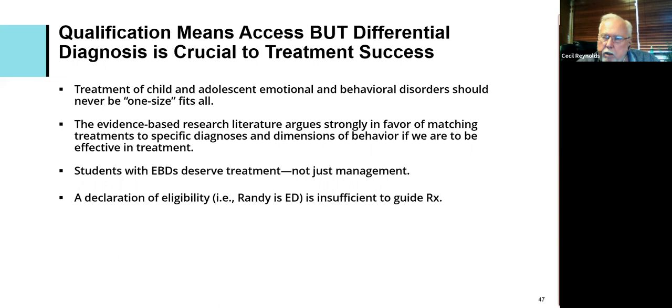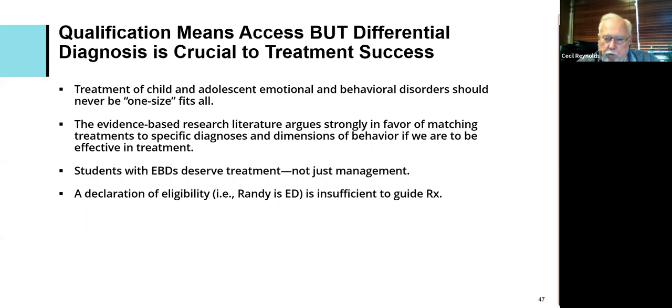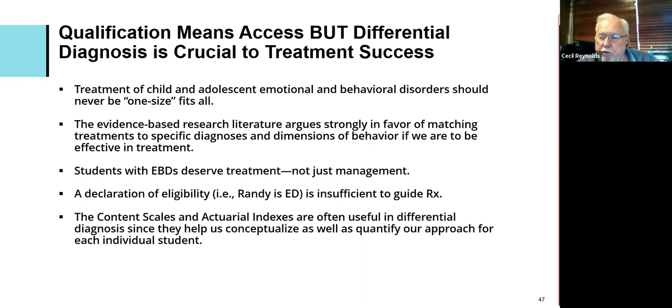And students with emotional and behavioral disorders in the schools deserve treatment, not just management. And a declaration of eligibility, such as ED, is insufficient to guide specific treatment. The content scales and the actuarial scales are often useful in differential diagnosis. The EDQS are targeted at qualification for services, that is, eligibility to be served as ED. But the content scales and the actuarial indexes are particularly useful in differential diagnosis, since they help us conceptualize as well as quantify our approach for each individual student. Next.